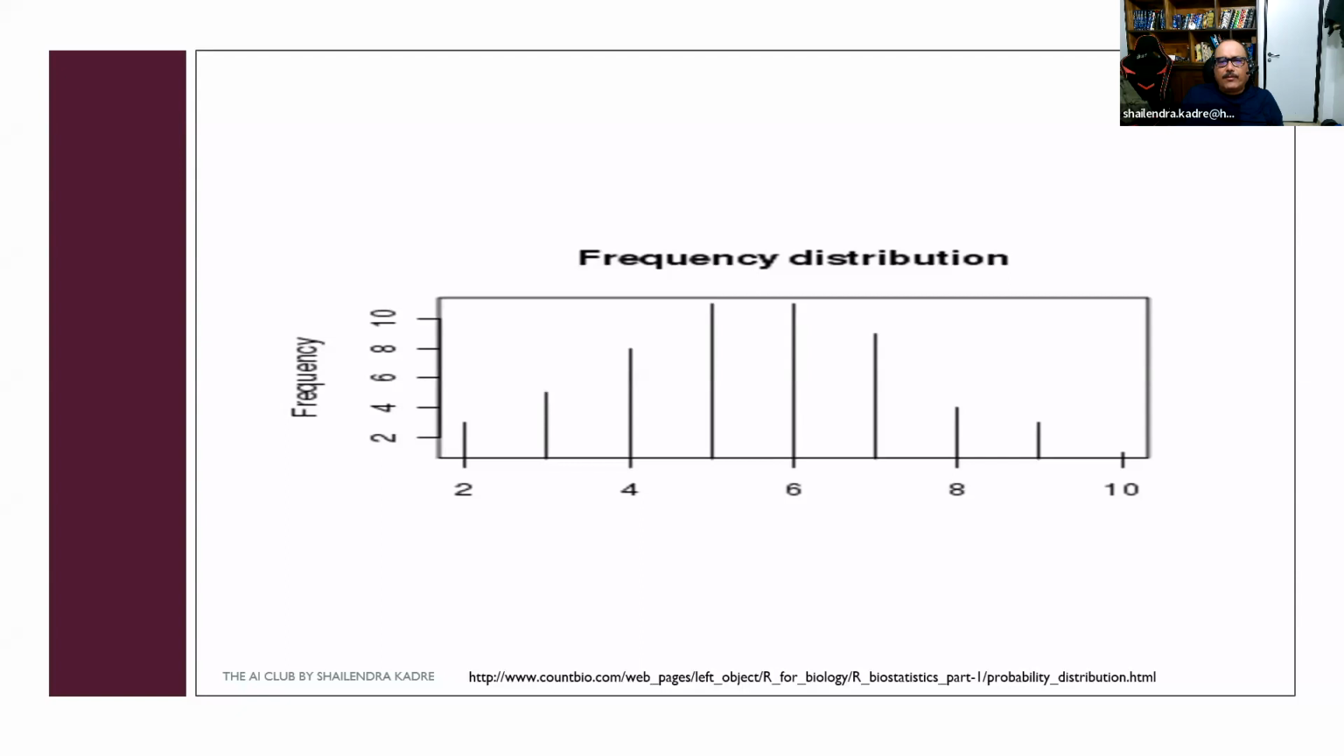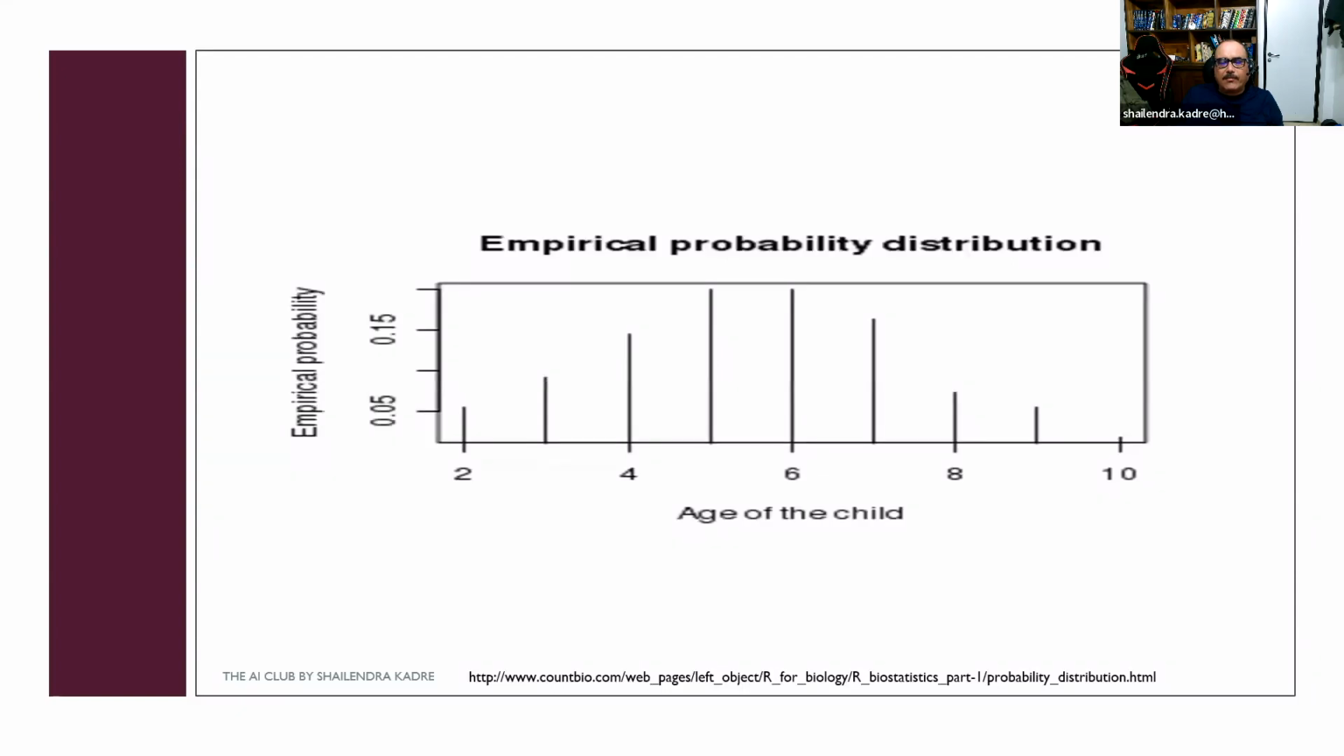So you will find that the frequency chart and the probability chart for the same experiment will be exactly the same. Only the y-axis measurement will be different. So now today our subject of study is this probability distribution.